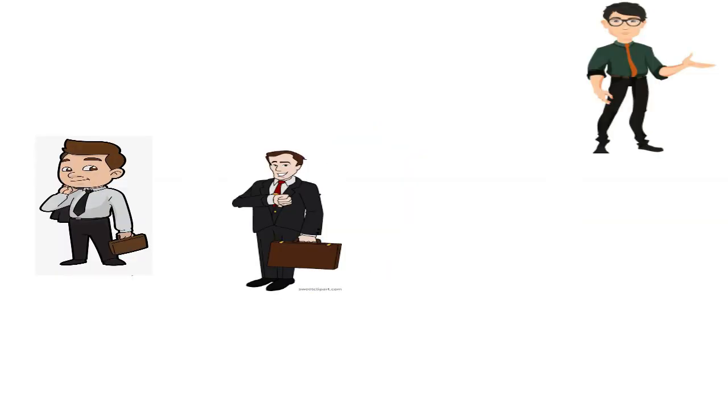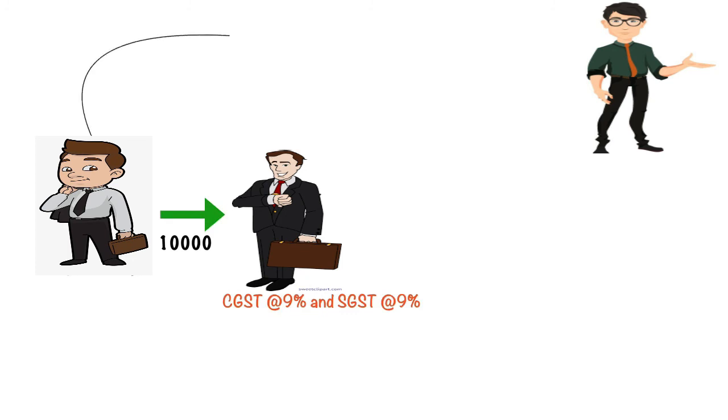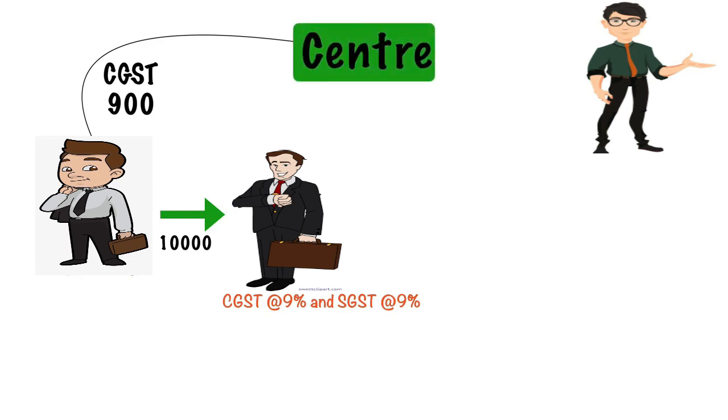Mr. Joshi from Pune, Maharashtra sold goods to Mr. Roy from Mumbai, Maharashtra for Rs 10,000. As the transaction is within Maharashtra state, Mr. Joshi will pay GST in the form of CGST and SGST, that is equal percent, say 9% and 9%. Therefore, 9% of 10,000, that is 900 to central government, and 9% of 10,000, that is 900 to state government, that is Maharashtra government.